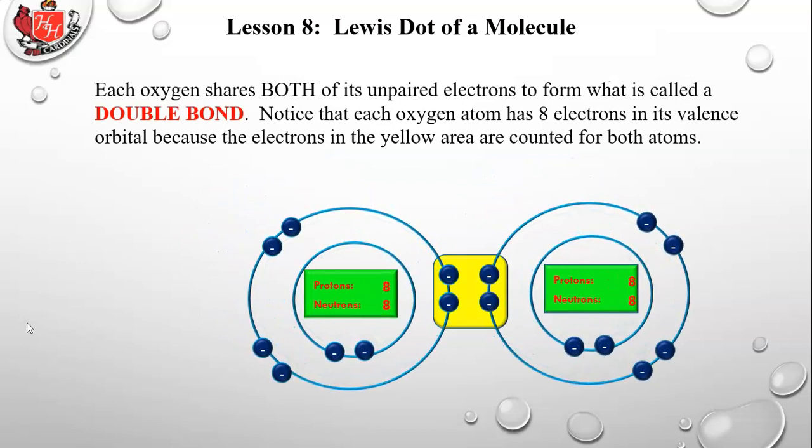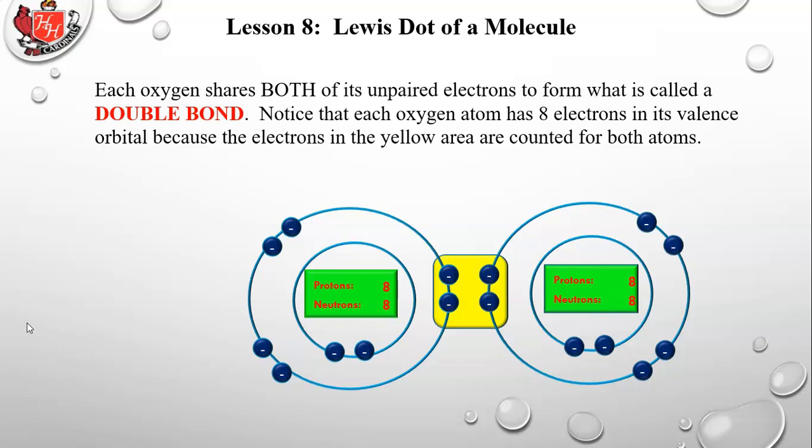And that's the answer. Each oxygen shares both of its unpaired electrons to form what is called a double bond. Notice that each oxygen atom has 8 electrons in its valence orbital because the electrons in the yellow area are counted for both atoms. So again, if you count the 4 in the yellow for the oxygen on the left, then you have those 4 plus the 2 lone pairs that you see on the outside orbital over to the left. That's a total of 8.